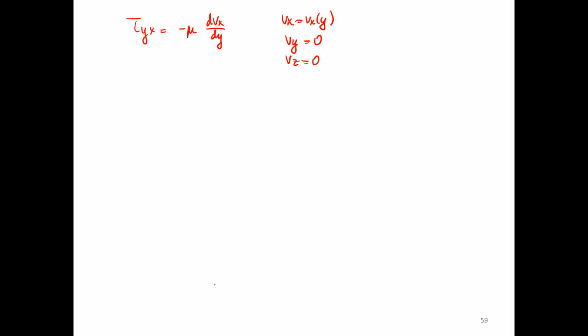And my Vy is 0 and Vz is 0. Okay. And the shear stress was in a parallel plate situation, okay, where I had these different velocities, right?